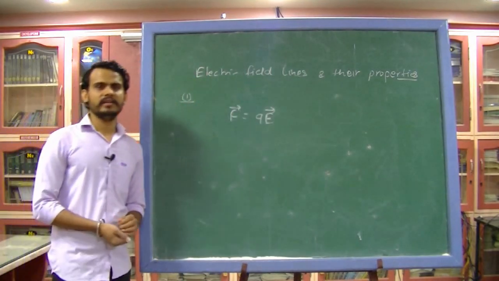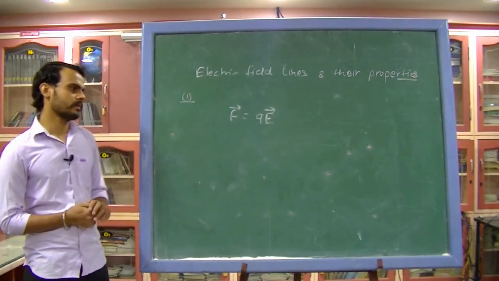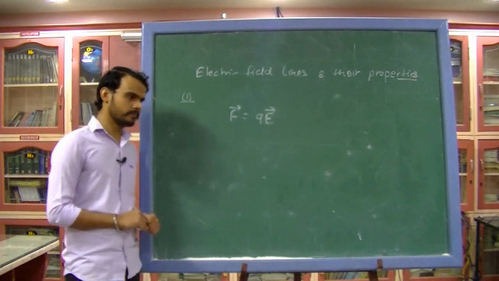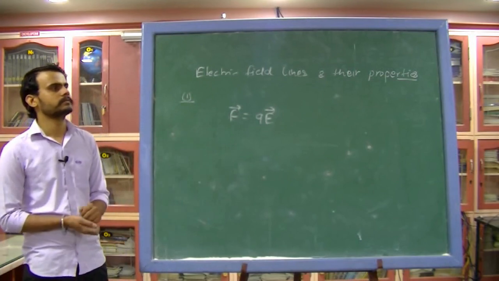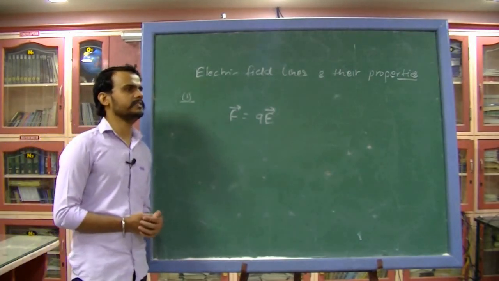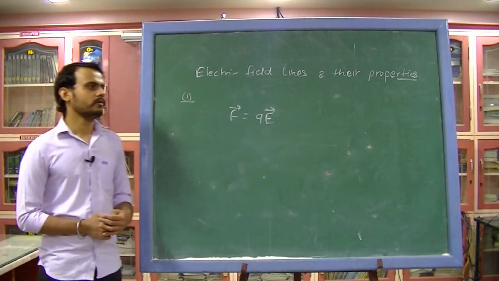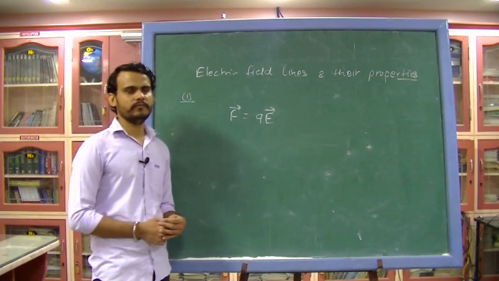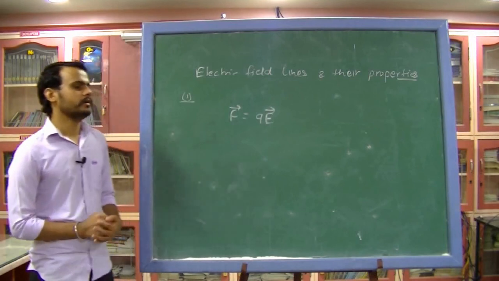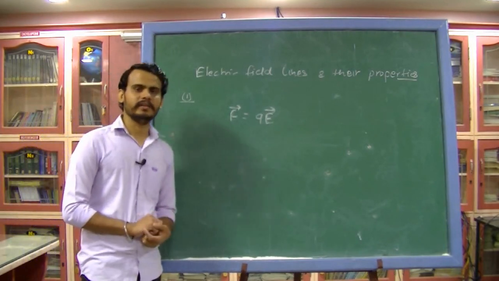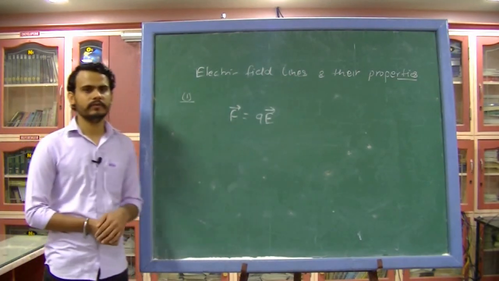So, second property of electric field lines is: electric field lines also give the direction of electric force. That is why they are also called electric lines of force. Electric field lines also give the direction of electric force, so they are also called electric lines of force.